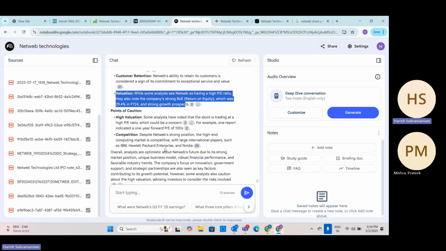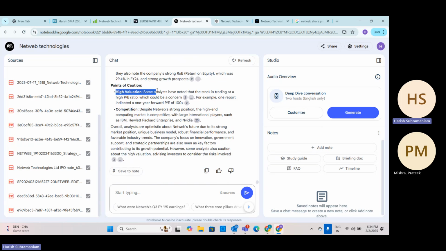The high PE is the negative. So here, points of caution: high valuation. The company is trading at a very high PE ratio, right? And then despite its strong position, the high-end computing market is competitive with large players such as IBM, Nvidia, HP and all. Okay. What are the key risks for this company?